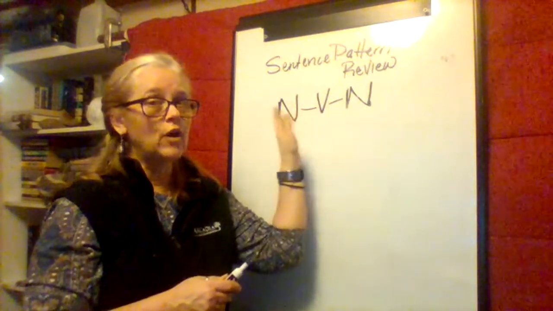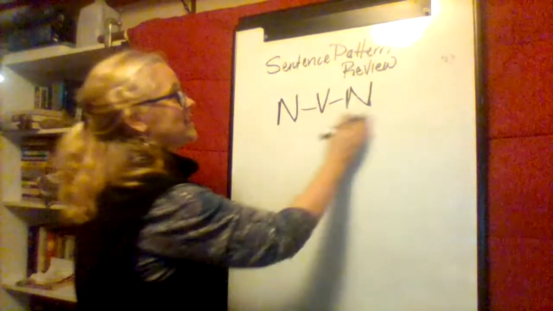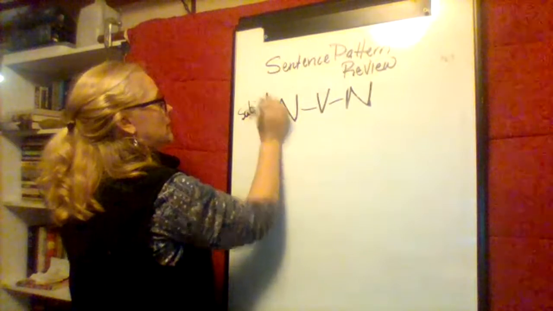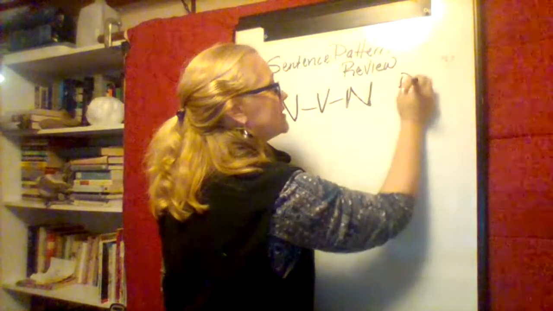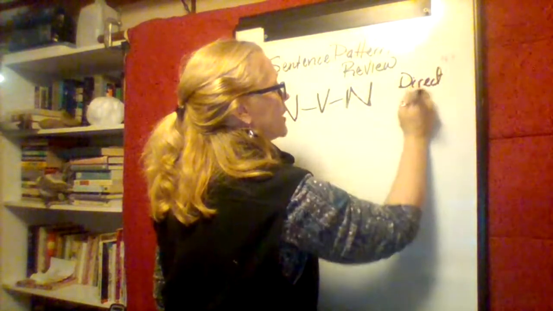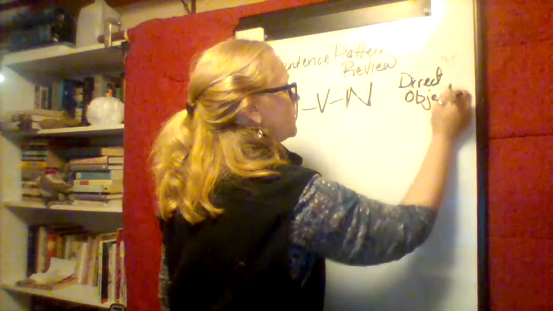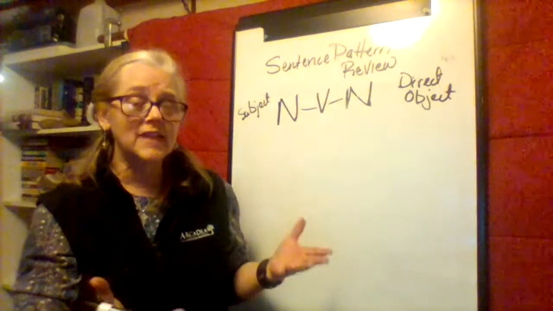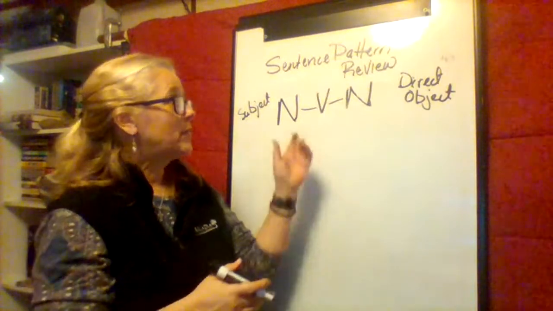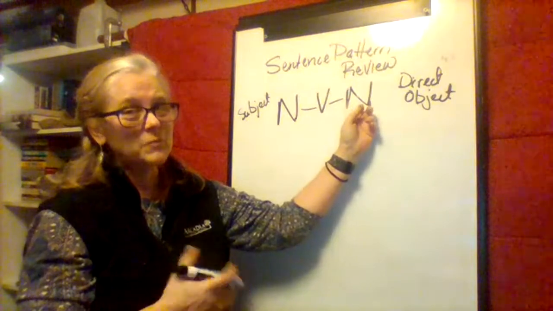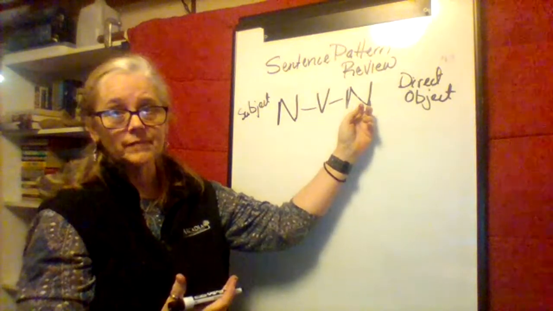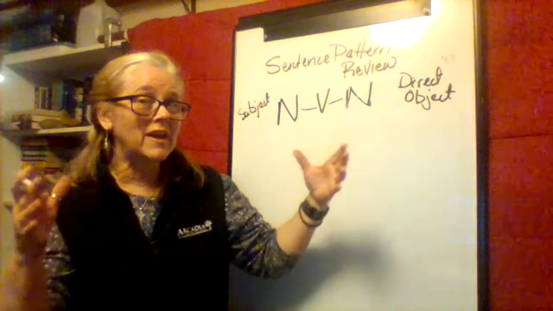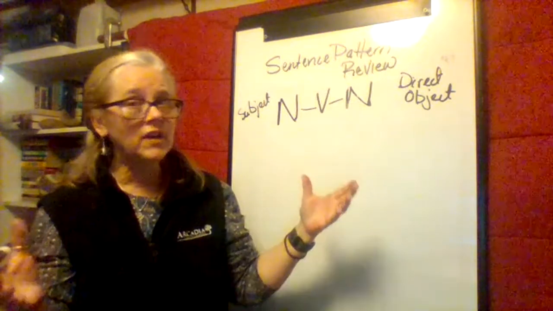Now we're looking at noun, verb, noun, where the first noun is a subject and the second noun is a direct object. Now, many of you already know this, and you write lots of sentences with direct objects. But the reason why we're looking at this is sometimes a sentence isn't working, and sometimes we need to analyze a sentence.